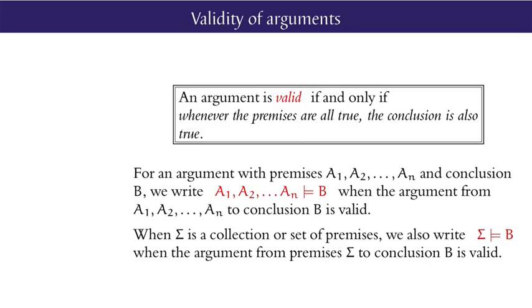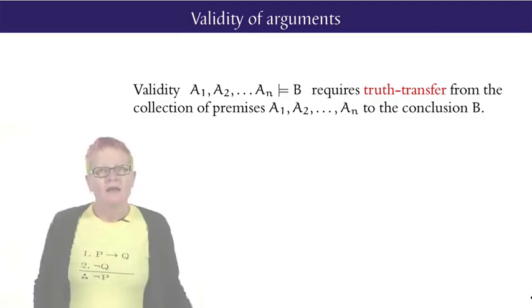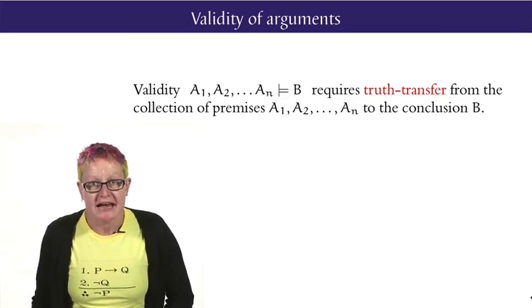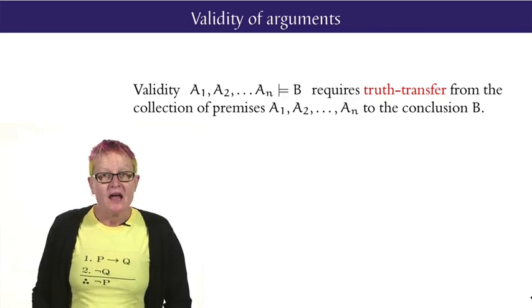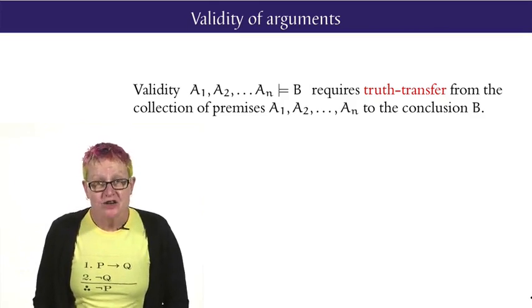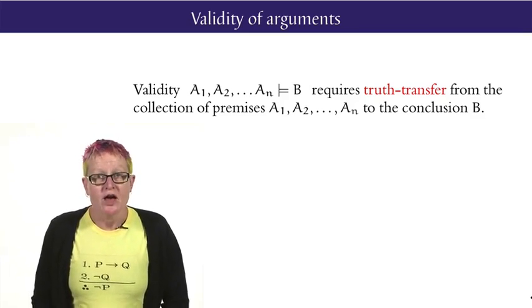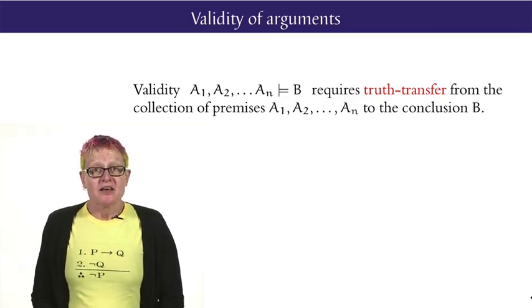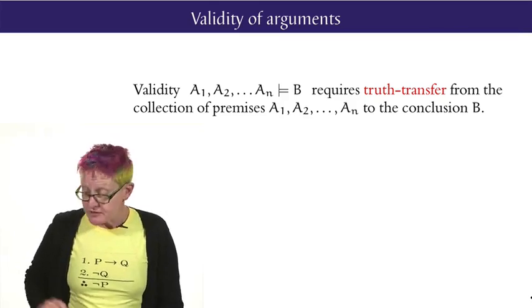Now, it's not just a coincidence that we use the same double turnstile symbol that we used for the logical consequence relationship in section 1.3.2. It is exactly the same truth transfer relationship. Validity requires that there be truth transfer from the premises A1, A2 up to AN to the conclusion B. As noted before, for logical consequence and for true material conditionals, truth transfer does not in any way require falsity transfer. So in any case where one of the premises is false, there is nothing further to check, as we then don't care about the truth or falsity of the conclusion.